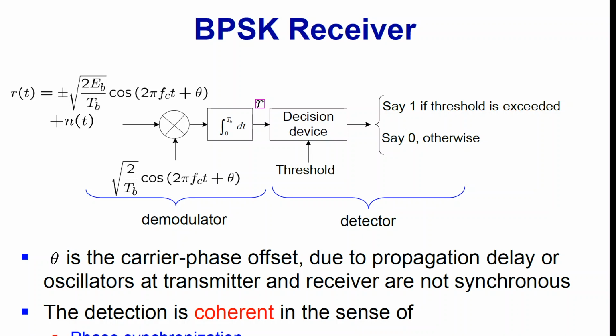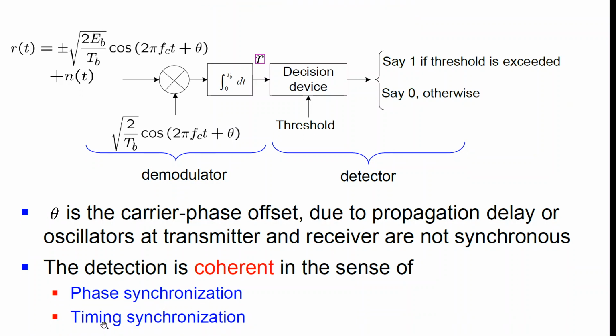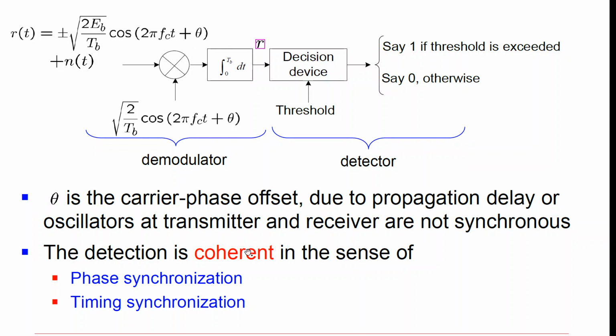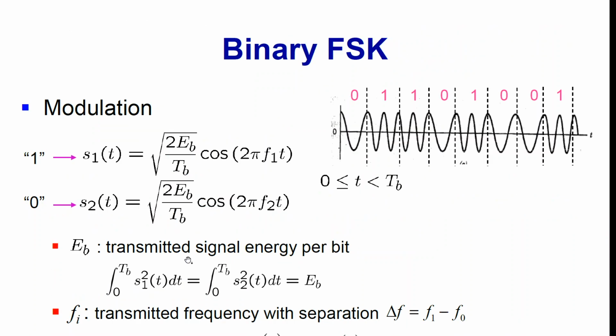So here we are dealing only with the coherent receiver, and we assume that there is phase synchronization. That is, this theta change we can manage because there is synchronization in phase as well as time.